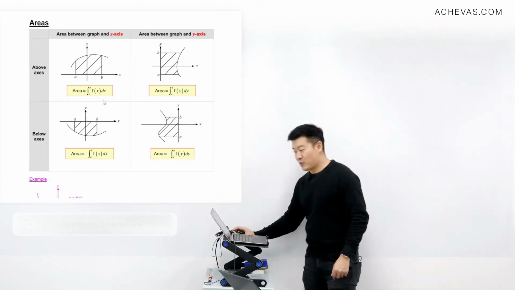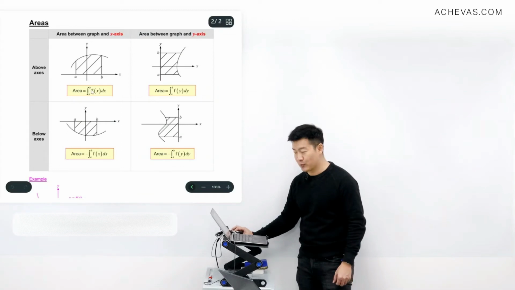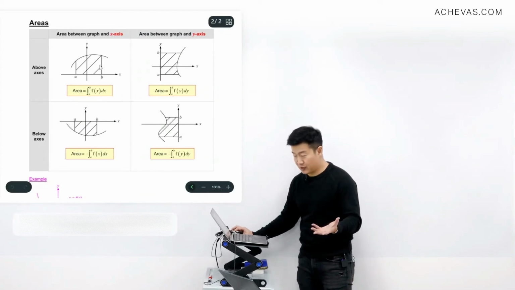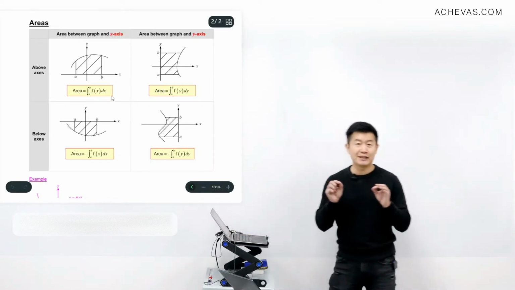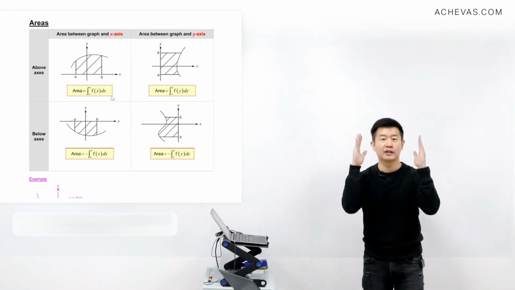It is when we do a definite integral, integrating from A to B of the expression of the graph that is given to us, dx. So we are integrating with respect to x. This will give us the exact area that is bounded by the curve, the x-axis, and the 2 vertical lines, A and B.